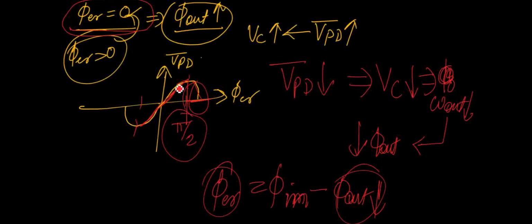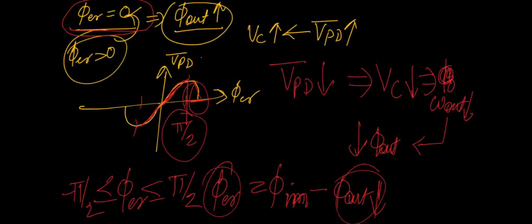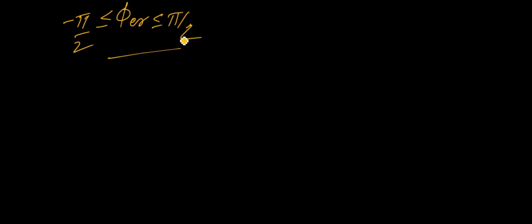So if you want to lock the PLL, this phase error has to stay between minus pi by 2 to pi by 2. If this phase error is staying in minus pi by 2 to pi by 2, the PLL can lock, but still there is one problem. So what is that problem?